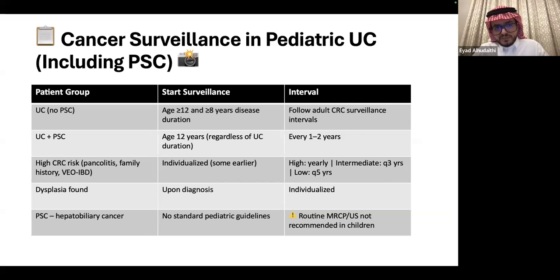However, if he has PSC, once he reaches 12, then it's regardless of the UC duration, and afterward it should be done yearly. If he has high CRC risk, like positive family history or very early onset IBD, then it's individualized. If there is high risk, then yearly, intermediate every 3 years, or low every 5 years.